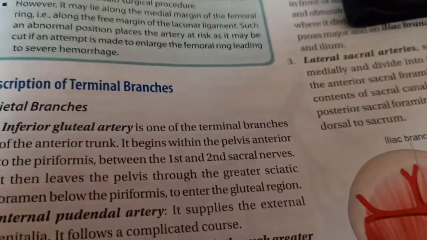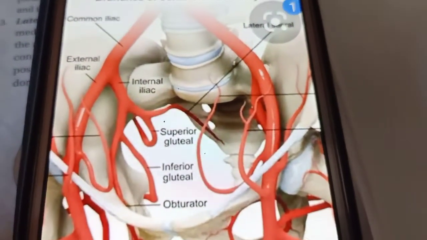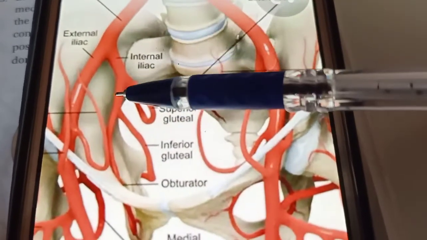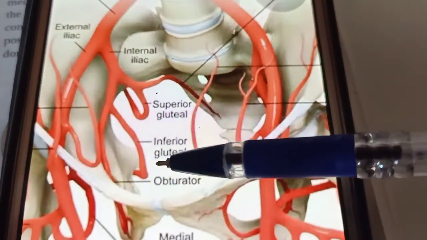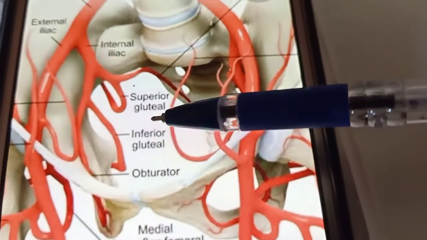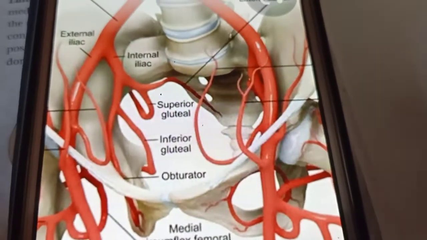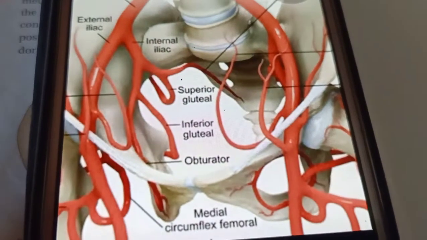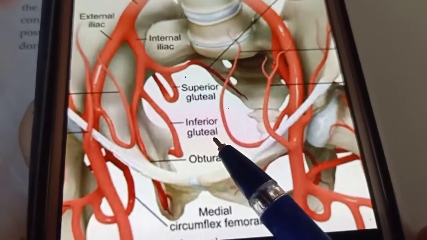Okay, so here we'll talk about the inferior gluteal artery again. Just see this. This is the internal iliac. The anterior trunk continues as the inferior gluteal artery. Yes, this is the inferior gluteal artery. It is one of the terminal branches, the end branch, of the anterior trunk.